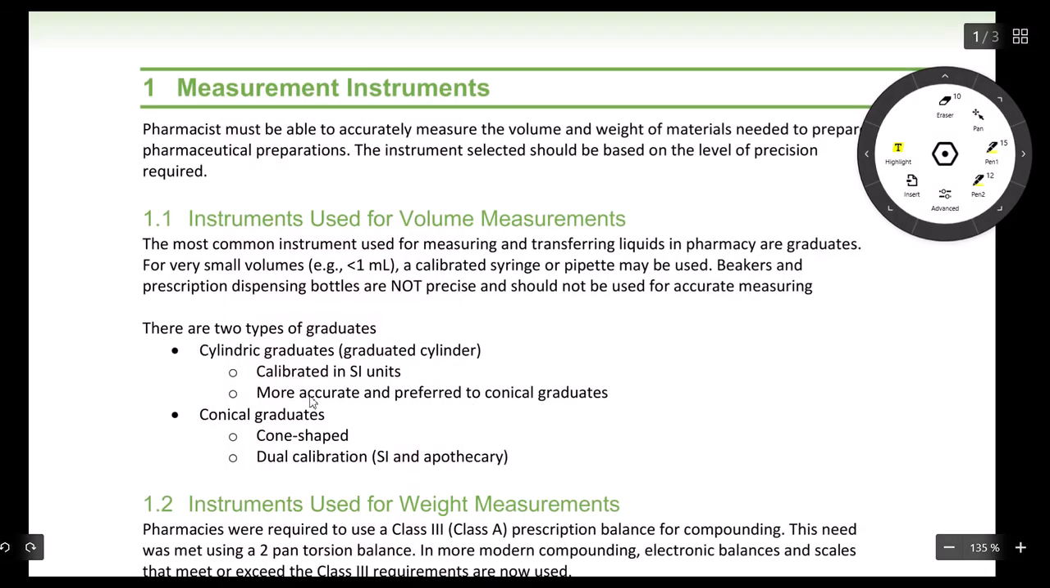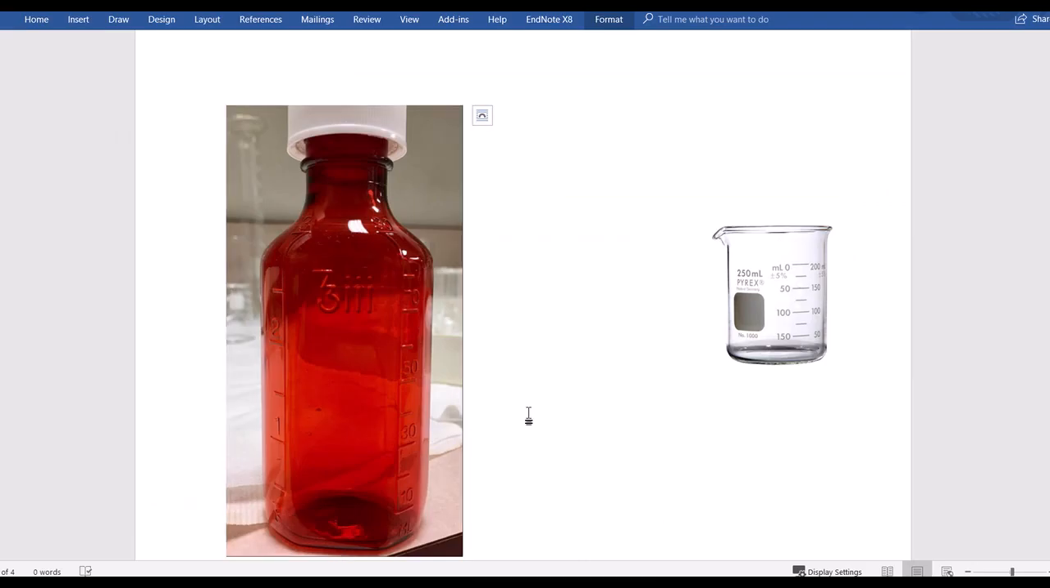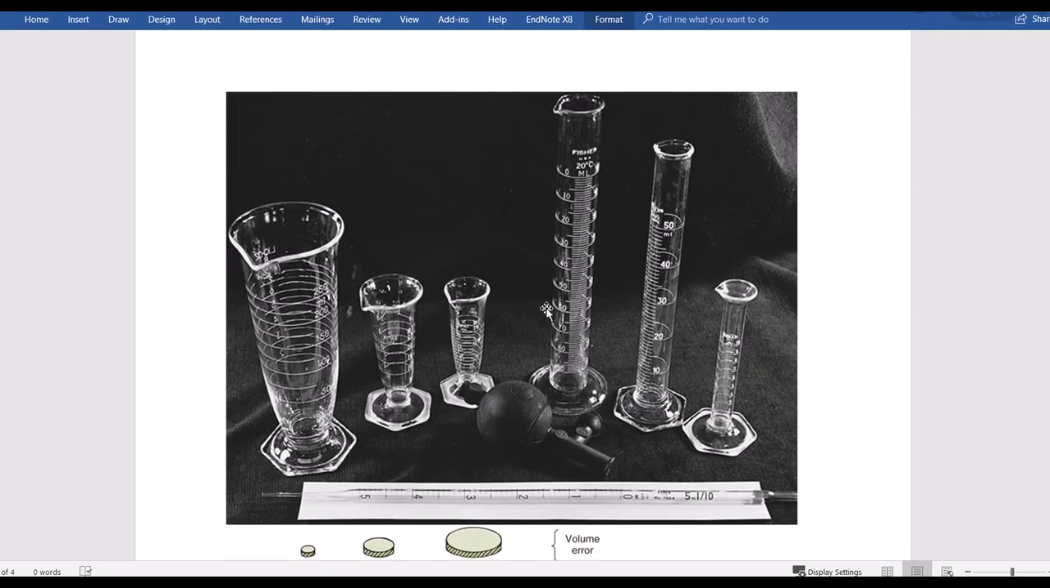So the ones that we do use for much more accurate measurements in pharmacy are those cylindrical graduates, and they will have markings with SI units. They're more accurate. There's also something called a conical measurement graduate, and I'll show you what those look like over here. So the ones over here on the right are the graduated cylinders. These are used for our accurate measurements in pharmacy. Slightly less accurate are these conical vials.